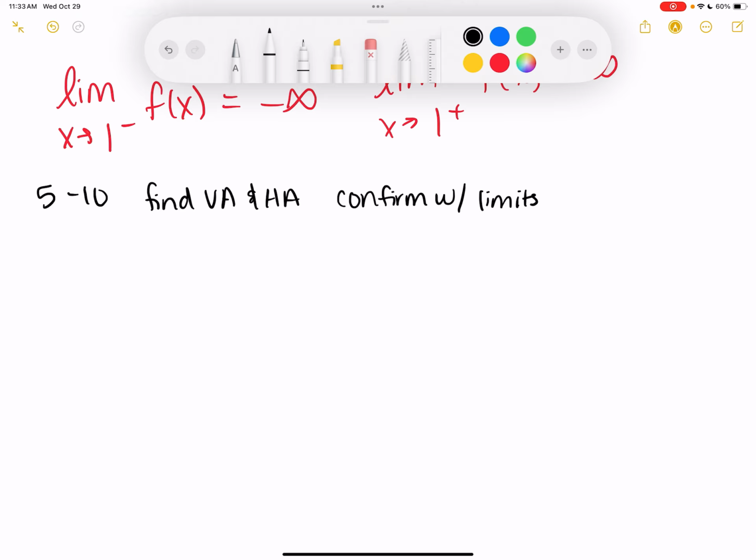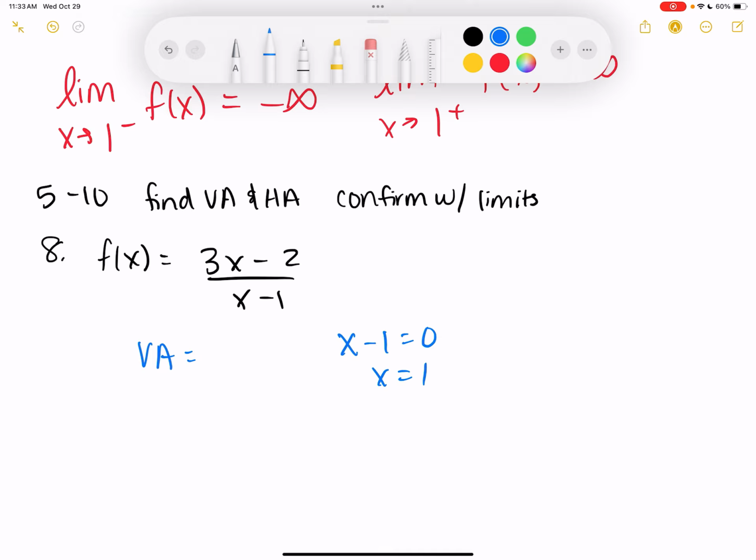All right, so number 8. f of x is equal to 3x minus 2 over x minus 1. All right, how do I find the vertical asymptotes? x equals 1. So we would do x minus 1 equals 0, so x equals 1. So yes, my vertical asymptote is x equals 1. Remember, if you don't write it as an equation of a line, you will not get full credit.